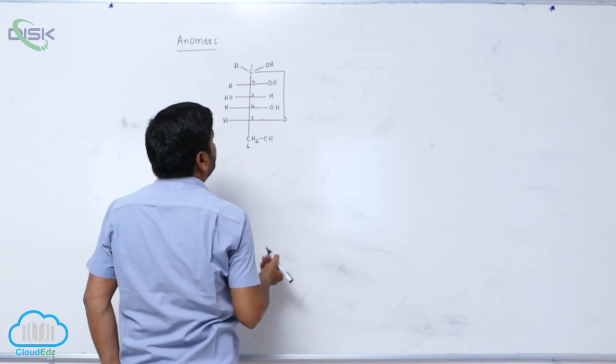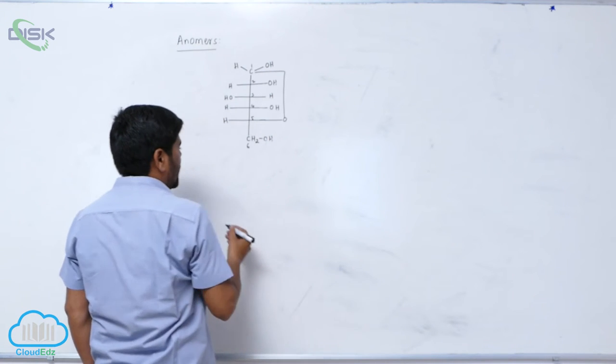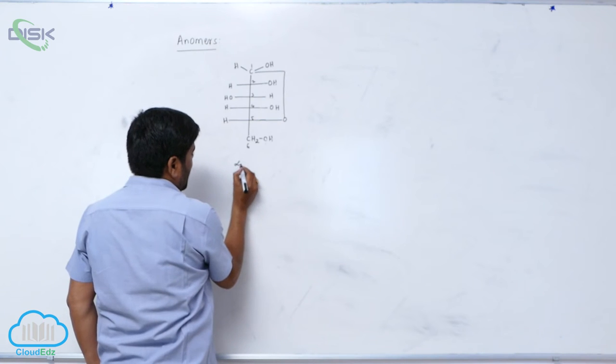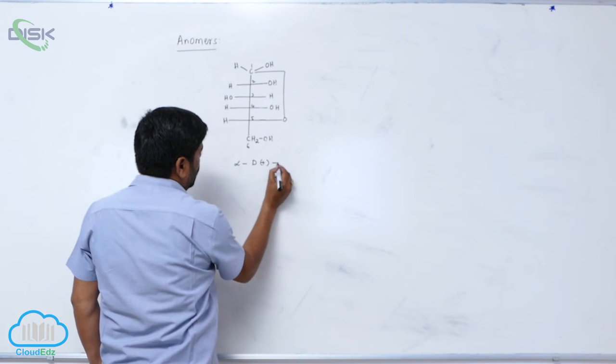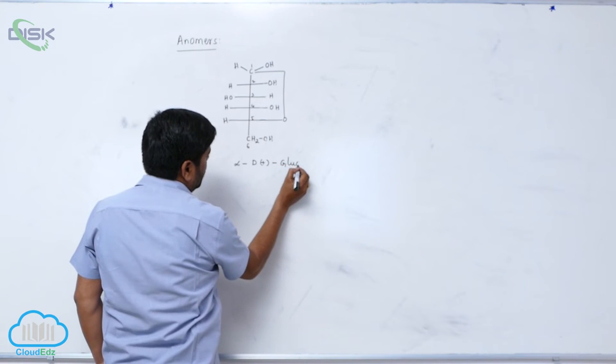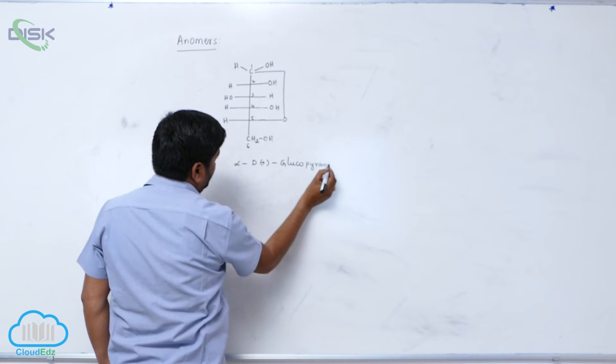3, 4, 5. Now, this is the first carbon, which is which side? Right side. So that is the reason why it is known as alpha D plus glucopyranose. Alpha D plus glucopyranose.